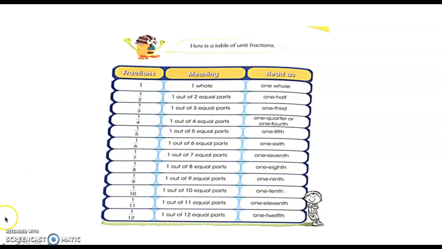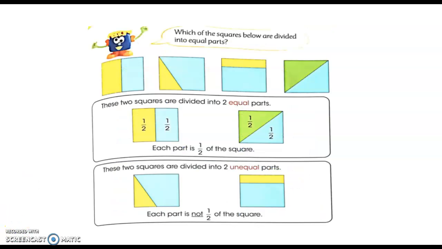1/9, and so on. What you should know, the most important thing here, is to look at these rectangles or squares. Which one is cut or divided into equal parts? Now see, these two are divided into equal parts, right? For example, this square is divided into equal parts, right?